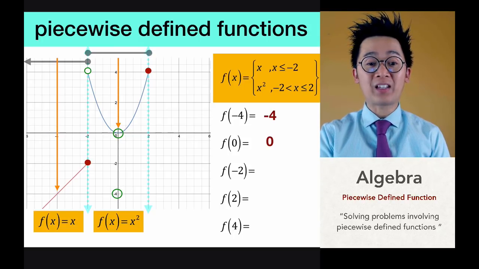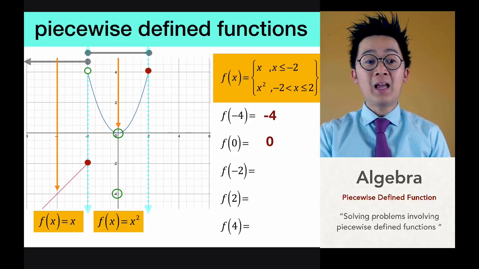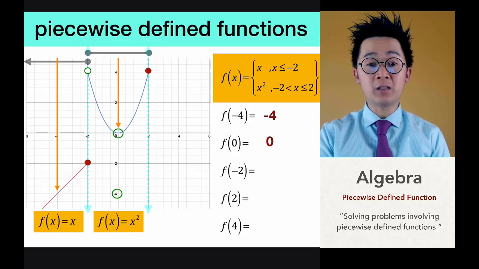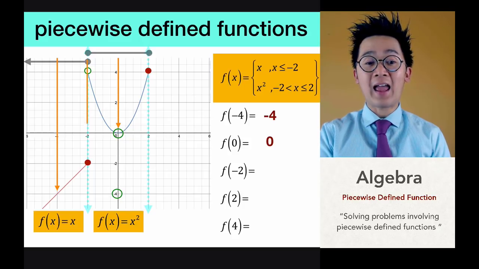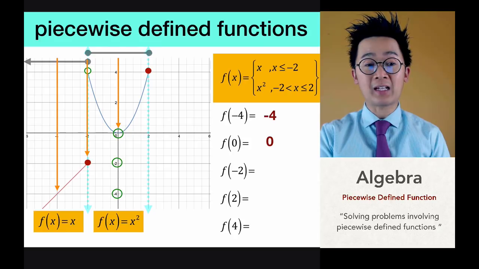And at f of -2, so when x is equal to -2, it will only be true for the linear function, because for the parabolic function, -2 is not included. So at x equal to -2, our function is going to equal -2, because that's where x exists in our function. So f of -2 is equal to -2.